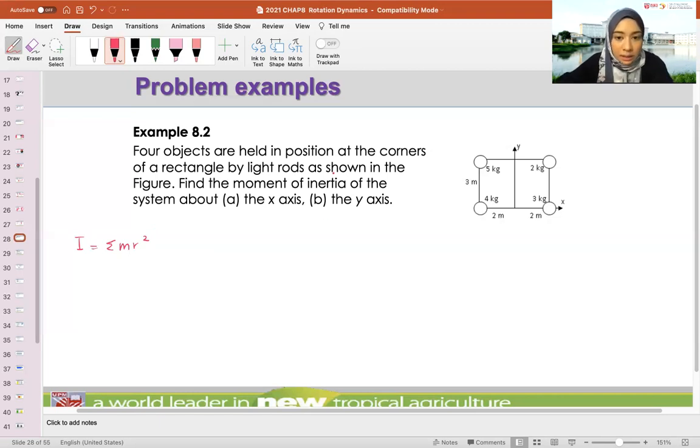Now, did they tell us where it was rotated? Yes. Find the moment of inertia of the system about the x-axis. So this is our axis of rotation. This is what they mean. So if our x-axis is our rotational axis, it's going to rotate about this way, it would move this way, right?